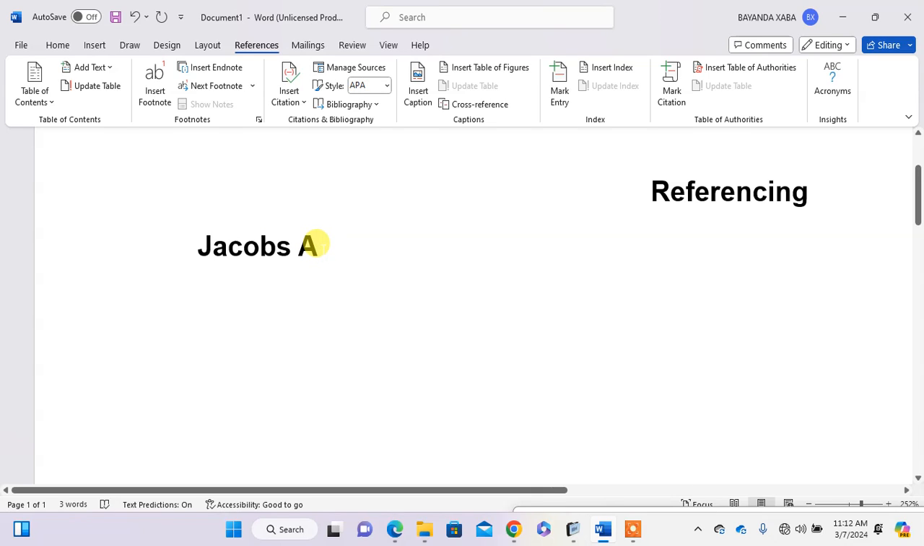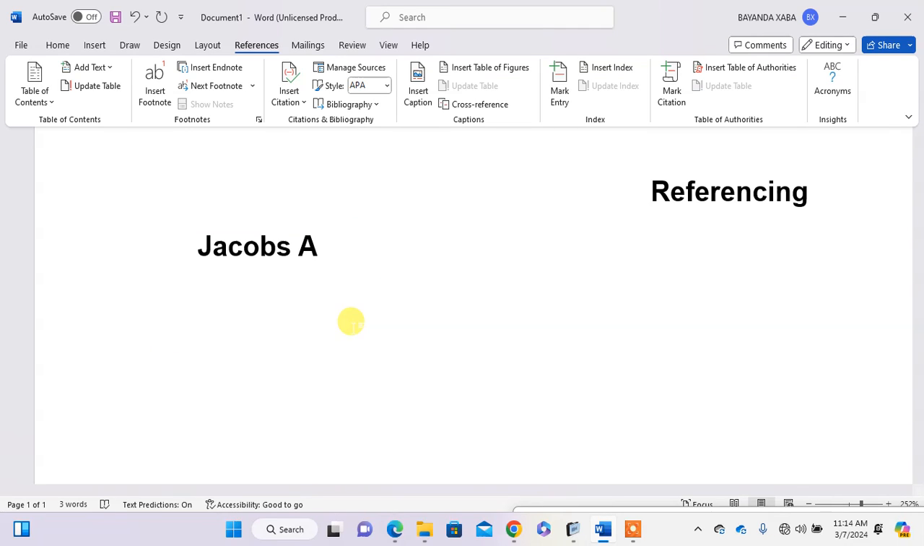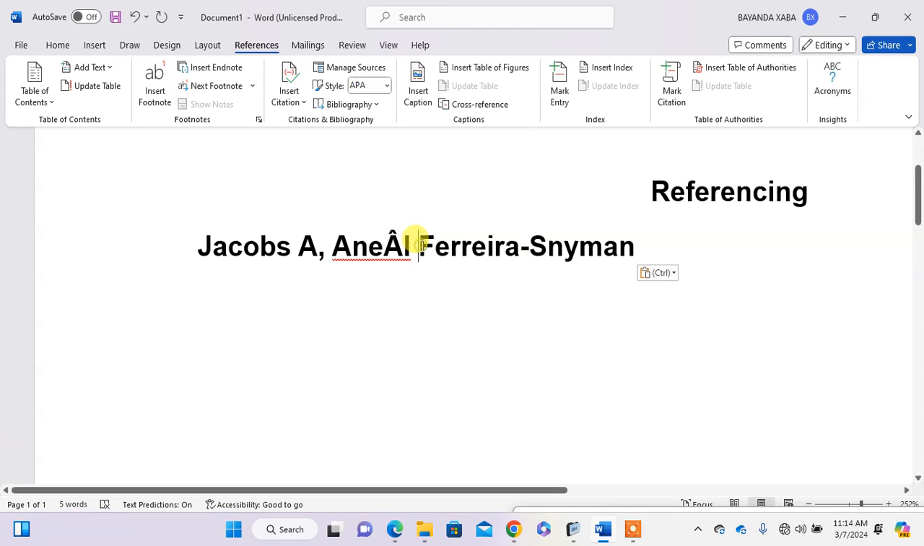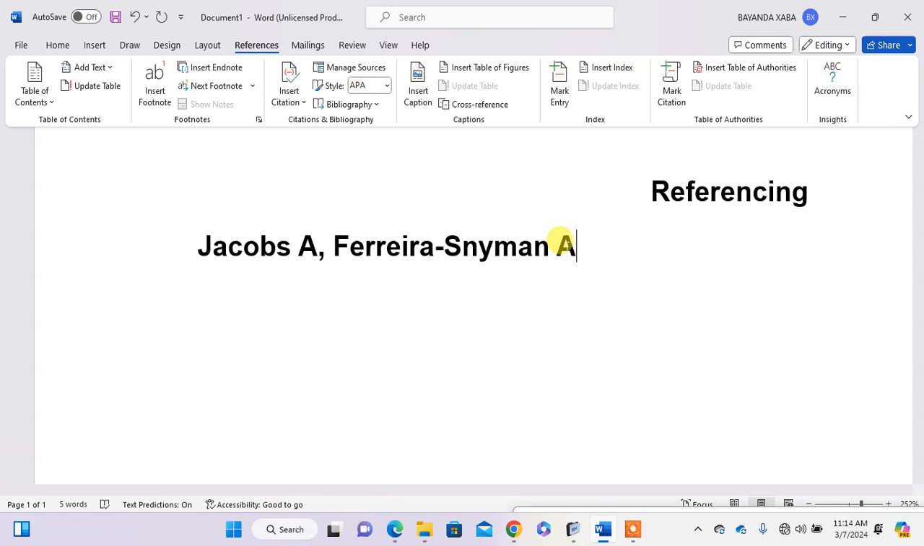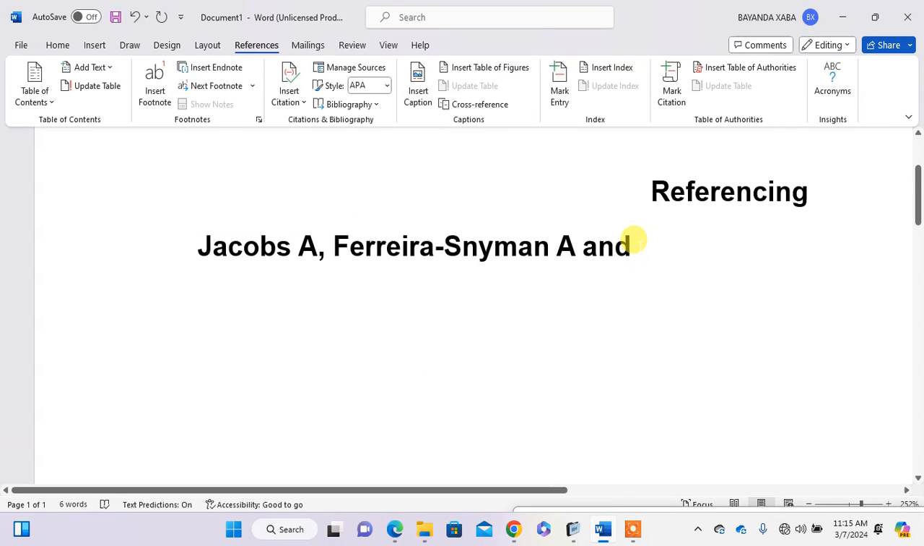Then we come back to the professor, who is also an academic, and the other academic also. Then we copy. Remember, there are more than 3, so you have to put a comma to show that there are more than 3. Jacobs A, Ferreira, Smith A, and then we have another one, Taylor D. You copy Taylor, David Taylor, then you paste, and you put a D. So these are Jacobs A, Ferreira, Smith A, and Taylor D.